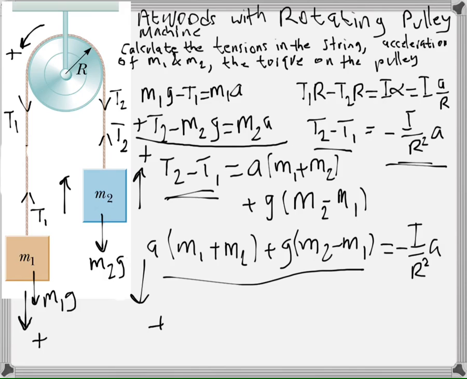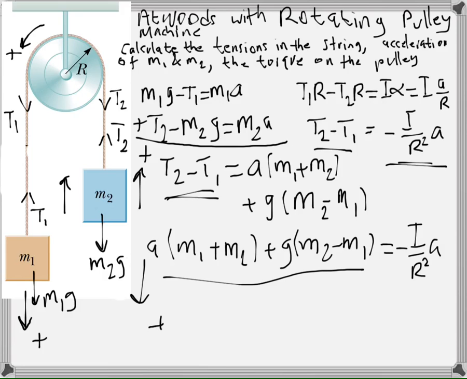This equation will be the second equation, M2G minus T2, and it will be equal to minus M2A, because the direction for A will be upward, right? And upward with this choice is negative, right? So it's the same. The only thing is I want to be consistent with the signs.